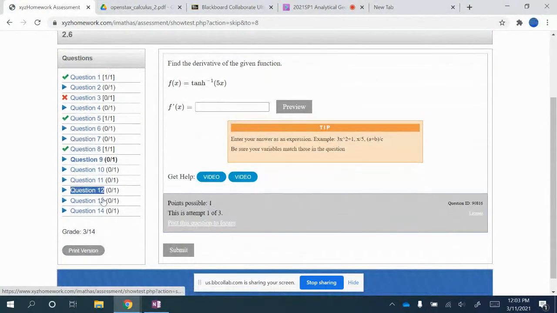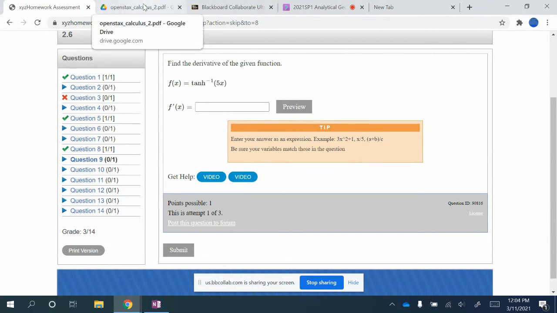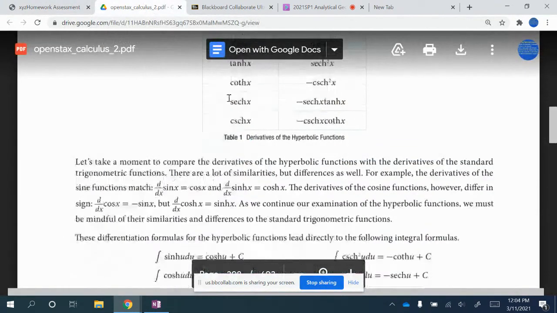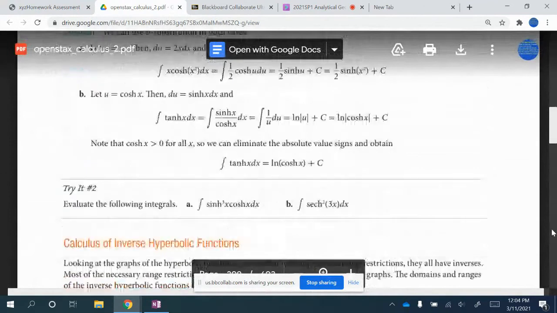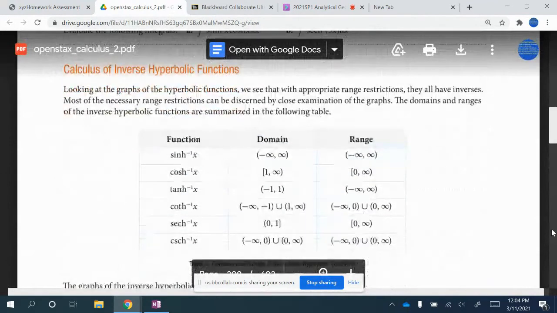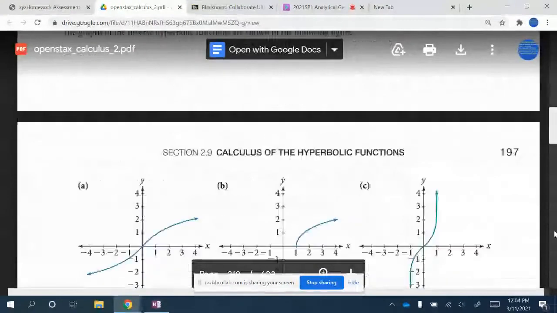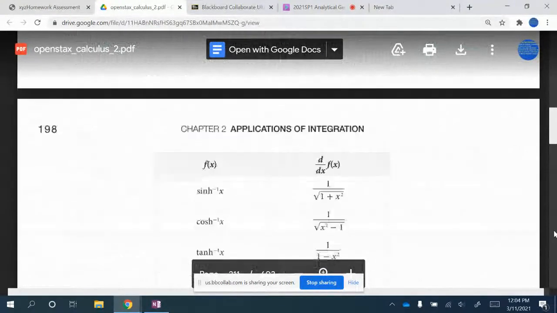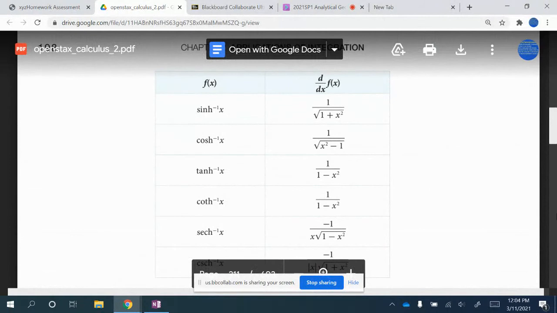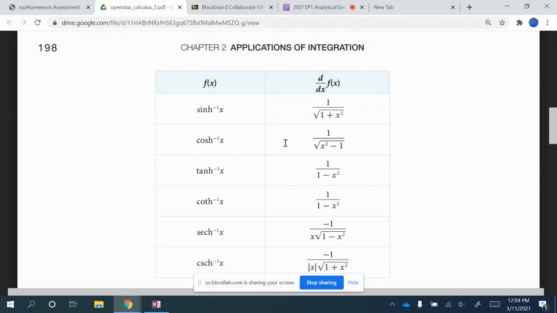Okay, now problems 9 through 14 deal with the hyperbolic inverse functions. And here again, those formulas are found on page 198. So let's refer to those formulas. All right, so here we are. These are the derivatives for the inverse hyperbolic functions.